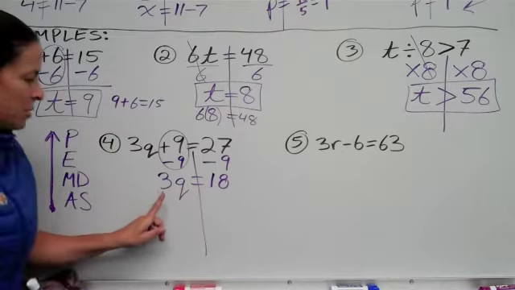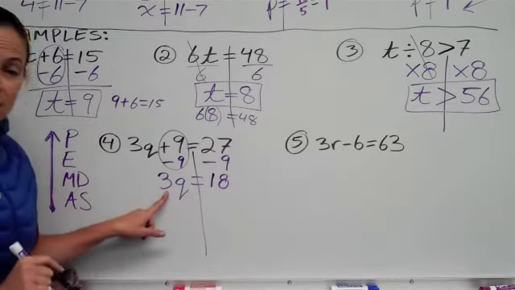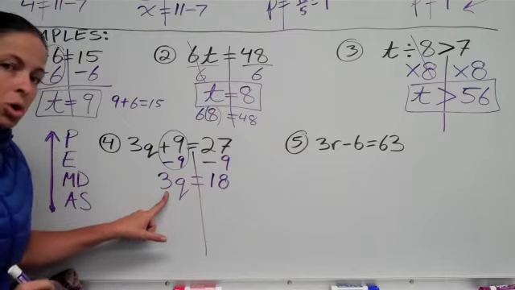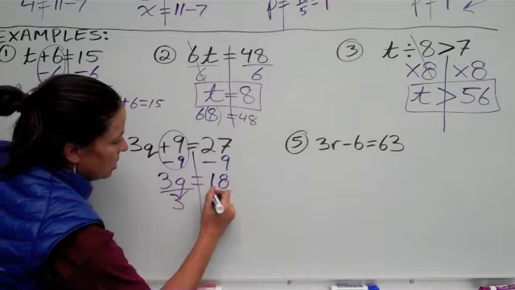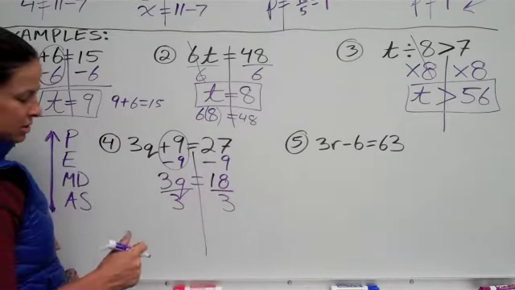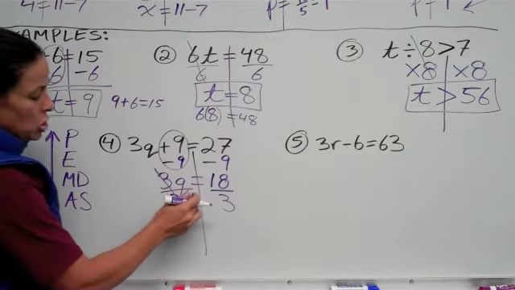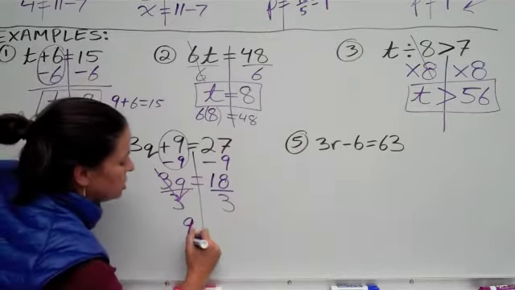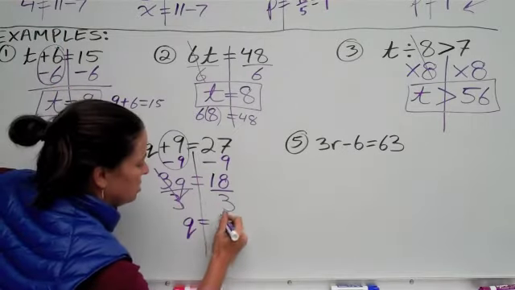Now, in my second step, I have 3 times q, so I can do the inverse operation of divide by 3, or multiply by 1/3. So if I divide by 3, do it to both sides of the equation so that it stays balanced and equivalent. The 3 over the 3 simplifies to 1. 1q can be simply written as q. And then 18 divided by 3 is 6.